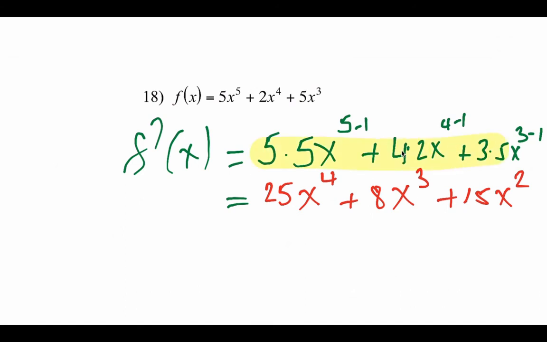Do you have to do these steps? The one that I just highlighted? No. For some of you, you can do mental math and you're like, okay, 5 times 5 is 25, it's going to be 1 less. So you can totally do that. You can skip the line that I highlighted in yellow.